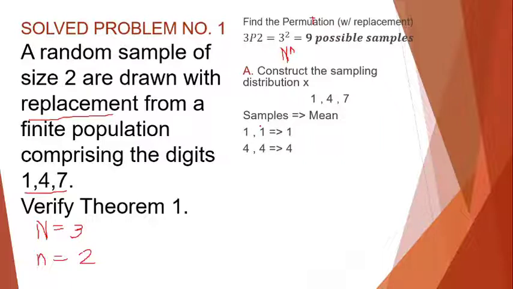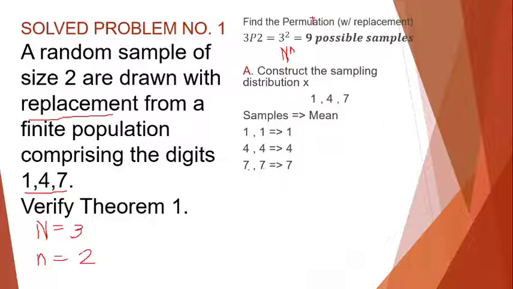Divided by 2, 4. Dito na tayo babase. Next, ito, makikita nyo may replacement. Yung 1, kinuha pa natin ulit. Yung 4, meron na tayong 4, kinuha pa natin ulit. Ganun din sa 7. So, with replacement kasi. So, 7 plus 7 is 14.